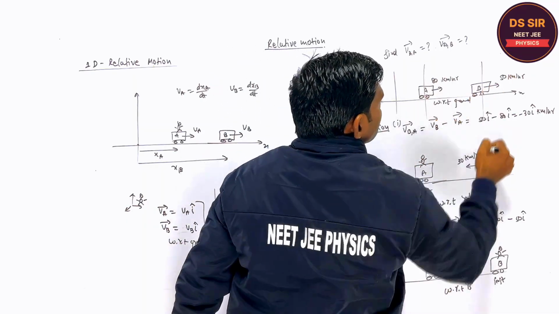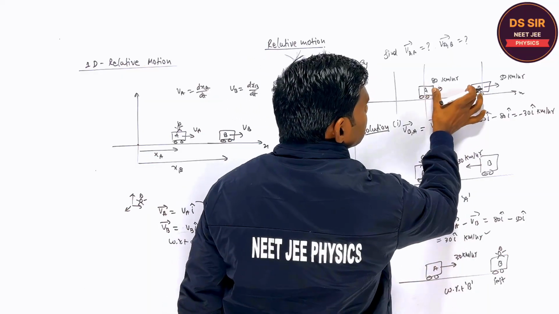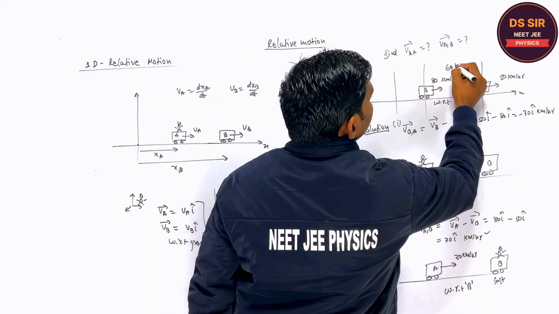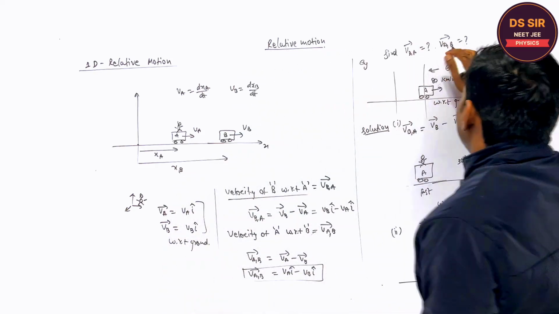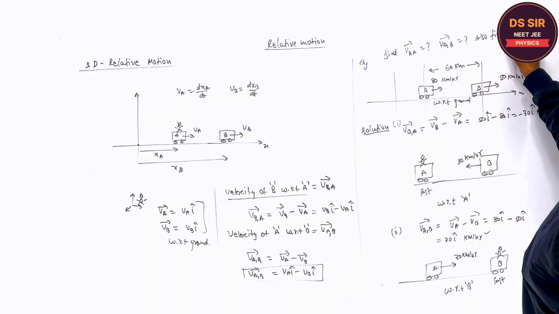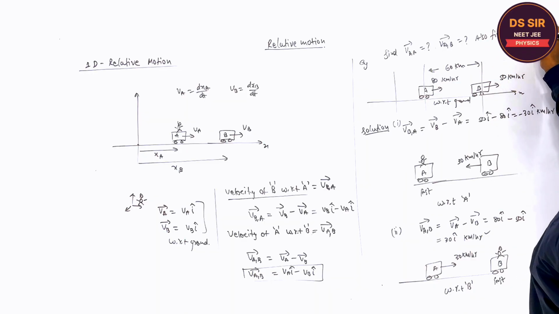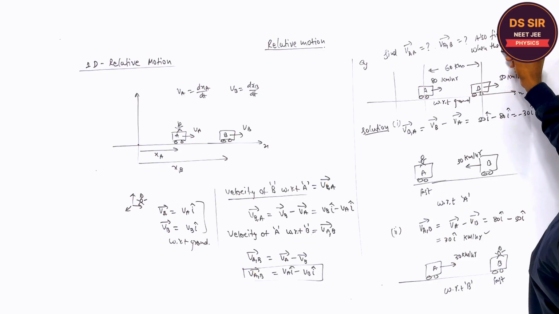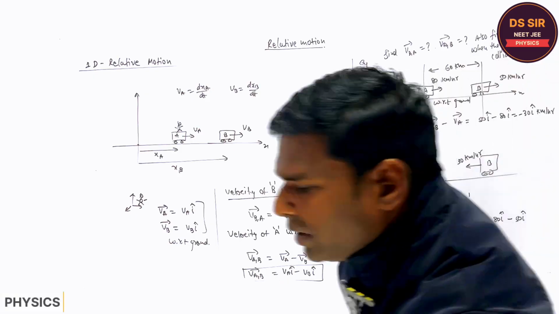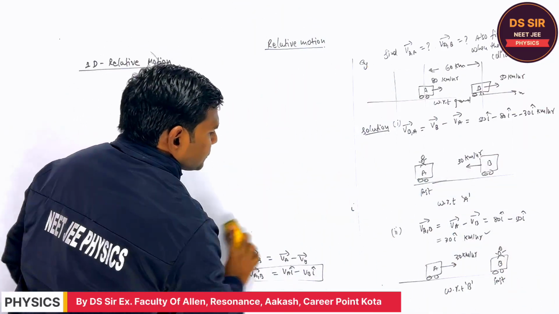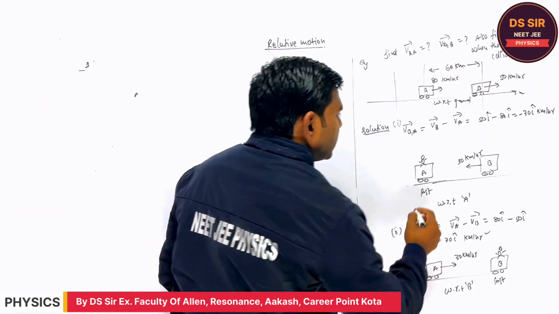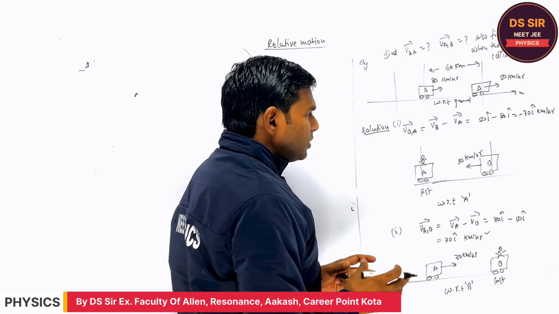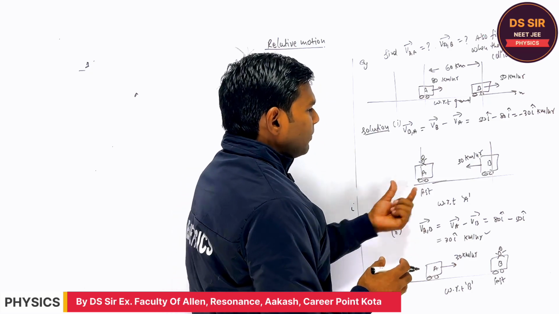Suppose the initial distance, the separation between them, is 60 kilometer. Is it clear or not? Also find the time when they will collide. So how to find the time? Tell me. By any of the two figures, we can find the time of the collision with the help of relative motion.